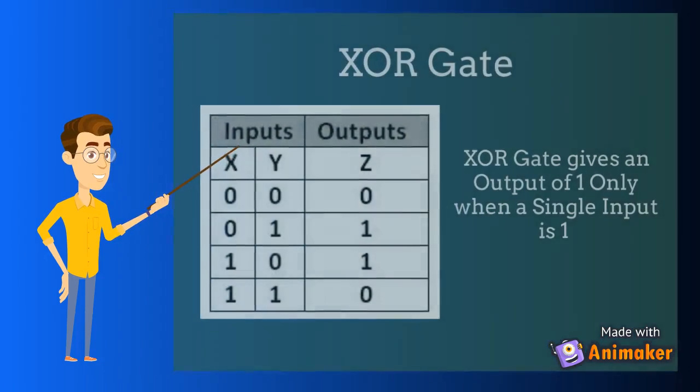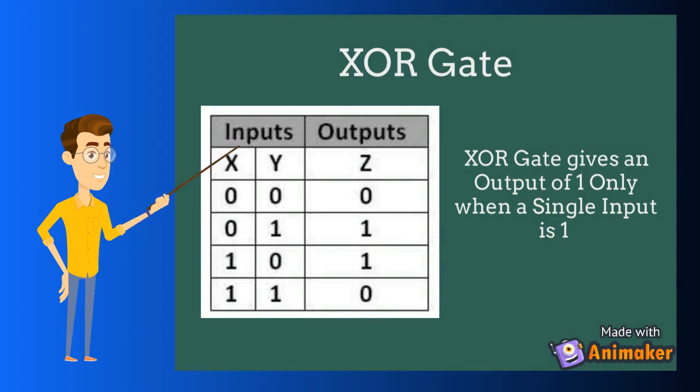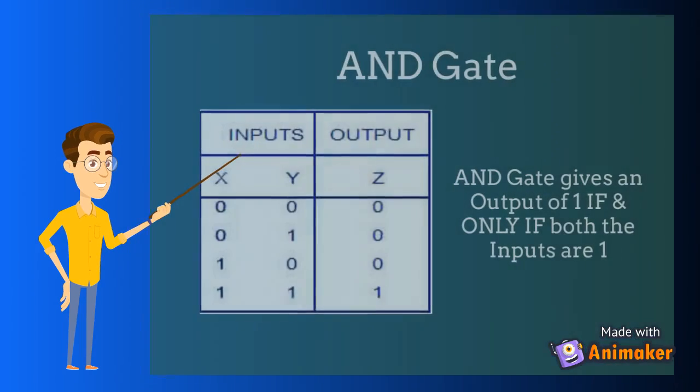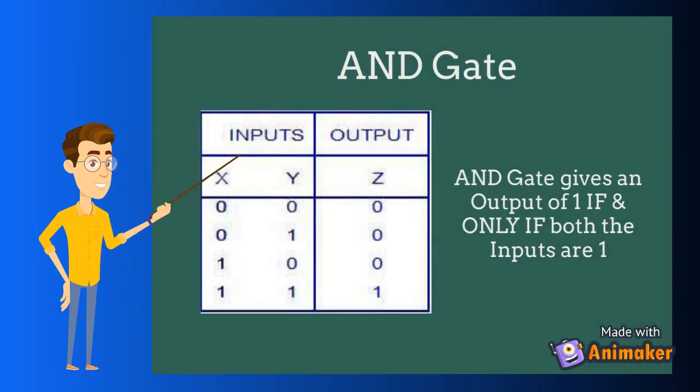Next is the XOR logic gate. It produces an output of 1 if only a single input is 1, that is, 0, 0 and 1, 1 will not give output 1. Last but not the least is the AND gate. It gives an output of 1 if and only if both the inputs are 1.